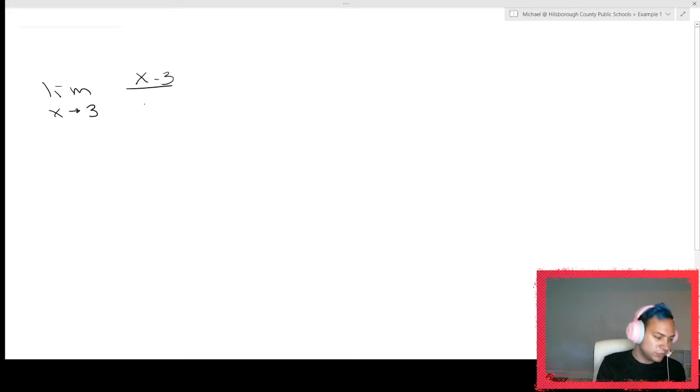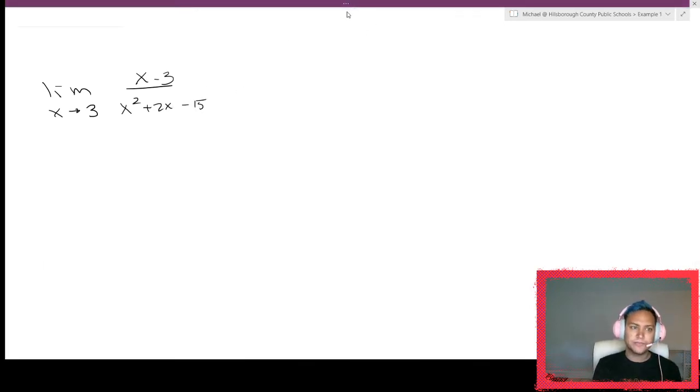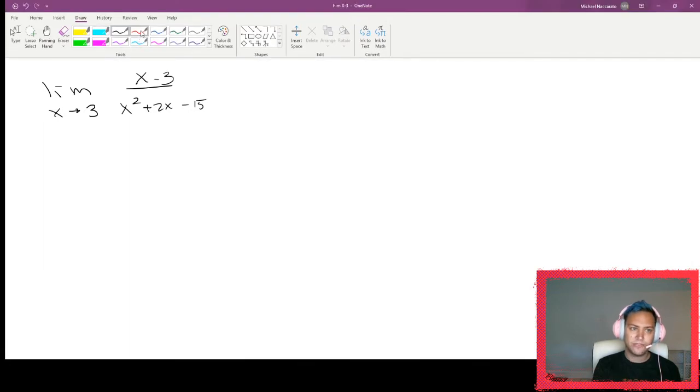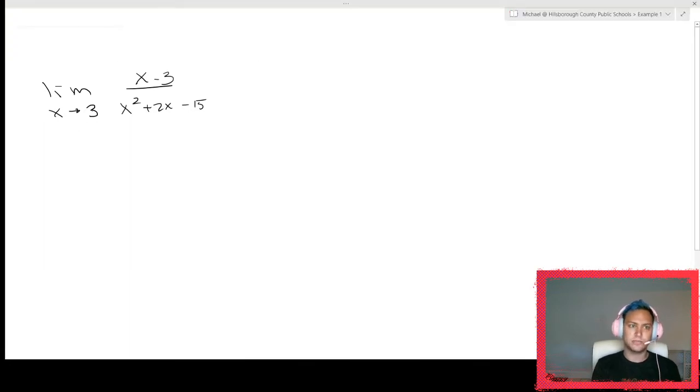But you need to practice being able to do this algebraically so that you could solve them without having to use a calculator. Okay, so I have the limit as x approaches 3 of (x minus 3) over (x squared plus 2x minus 15). So what we first try to do is just try direct substitution and see what happens.